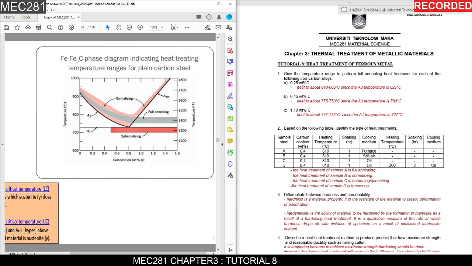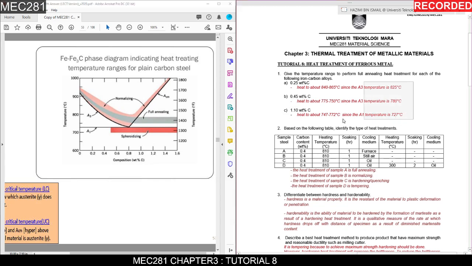Similar to B, find the 0.45% around here and find this particular point, find that temperature and also the upper limit temperature, and that is the region of the temperature that you have to heat. You can repeat that method to find the answers for question C.